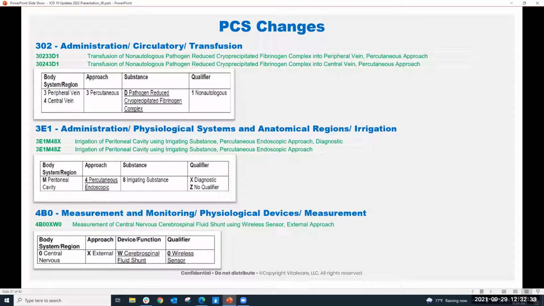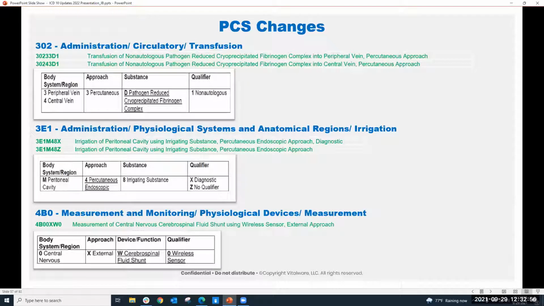And next is table 302, and this is transfusion into the circulatory system. You'll see that the fibrinogen complex was added as a substance. One thing I wanted to mention here on this table is that for the approach, open was actually deleted as an approach here.